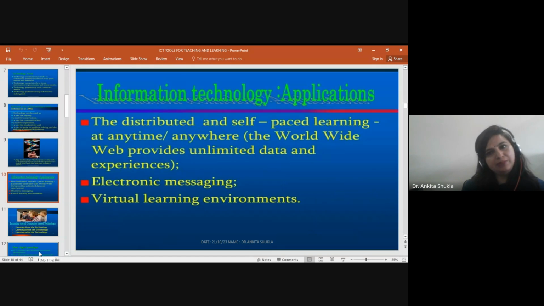Information technology applications: distributed and self-paced learning at any time, anywhere; the World Wide Web, WWW, provides unlimited data and experiences; electronic messaging; virtual learning environments. ICT evaluation: the objective of any examination system is to assess the academic performance of students. ICT can be used in educational evaluation.